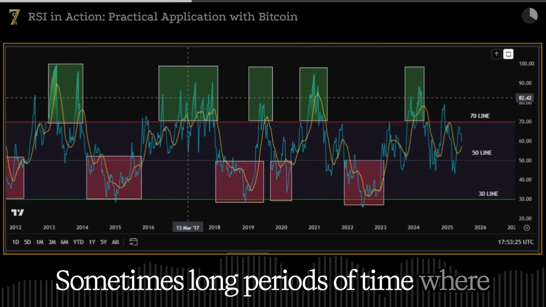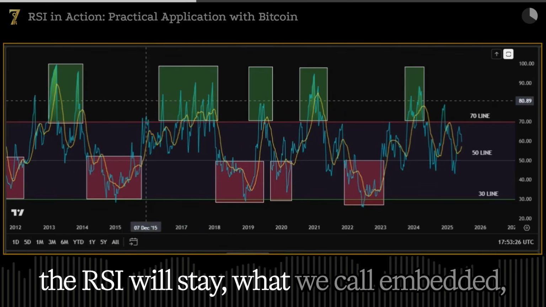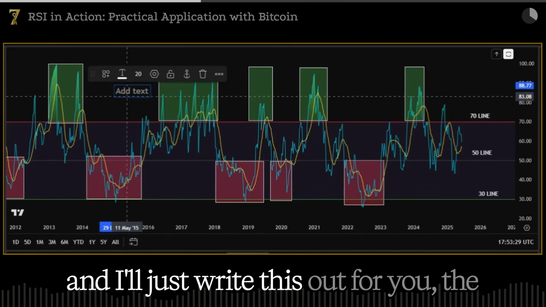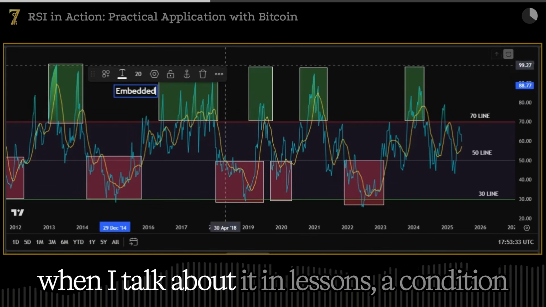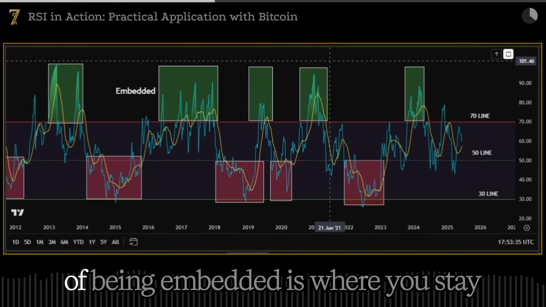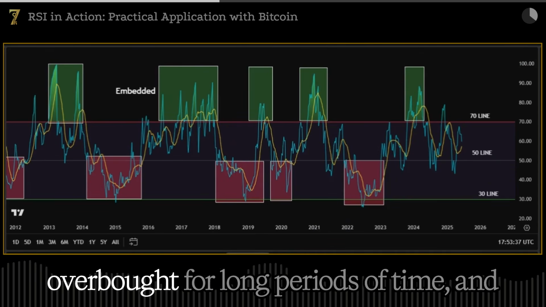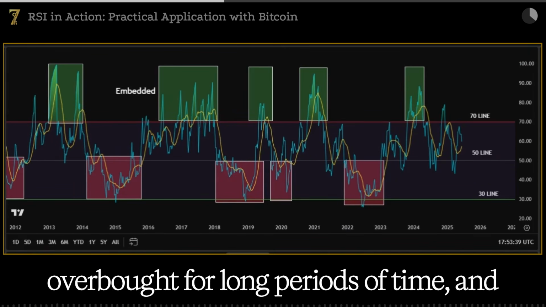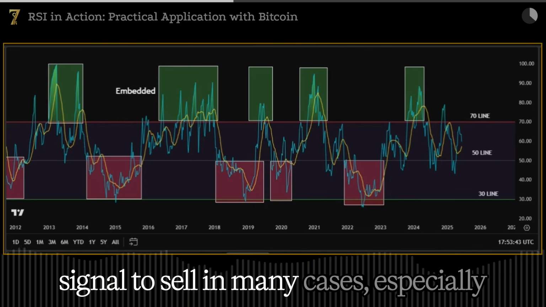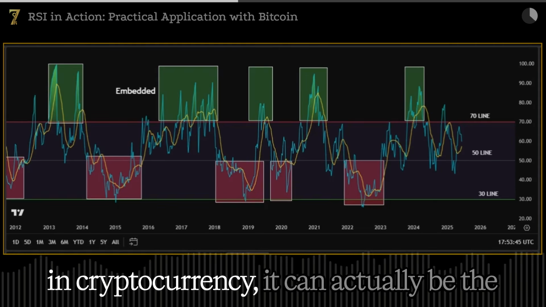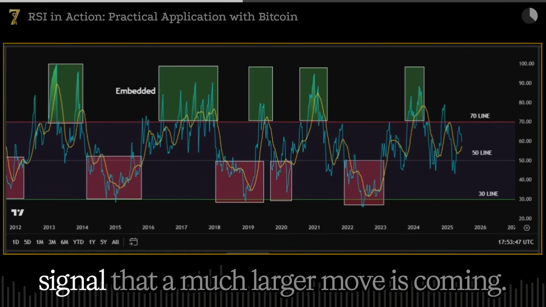Sometimes there are long periods of time where the RSI will stay what we call embedded. I'll write the word out for you so you can get familiar with it when I talk about it in lessons. A condition of being embedded is where you stay overbought for long periods of time. In spite of some traders thinking it's a signal to sell, in many cases, especially in cryptocurrency, it can actually be the signal that a much larger move is coming.